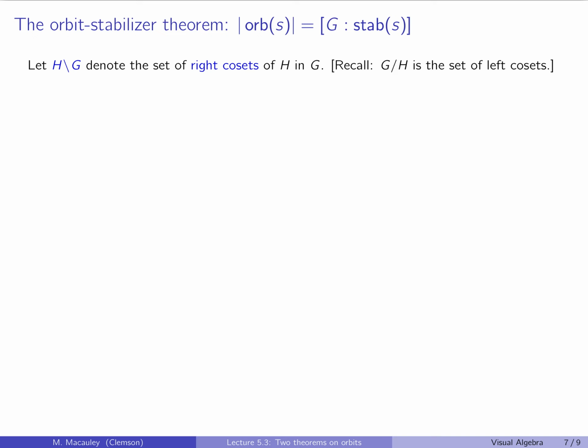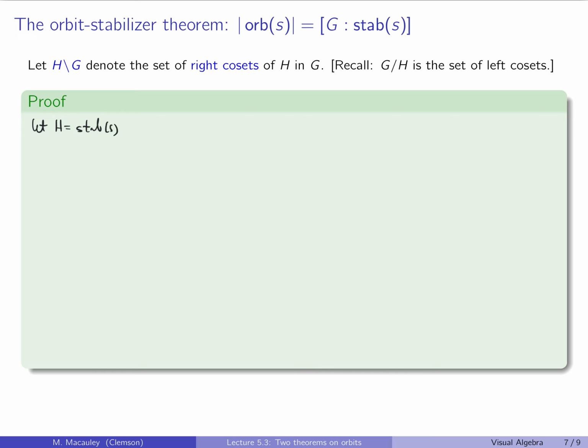Okay, it's time to prove this. Let's let H denote the stabilizer of S, and let's define a map. I'm going to call it F, because phi is taken, from the right cosets of H to the orbit containing S. And I have to tell you how we're going to define that map. F sends a coset HG to the set element we get by pressing the G button from S. So S dot phi of G.